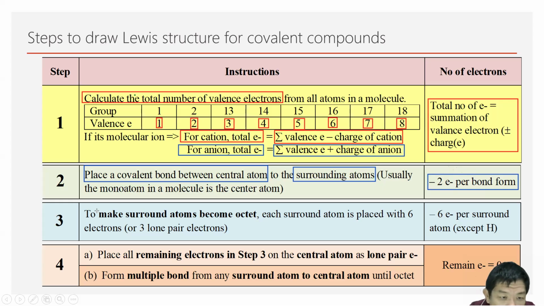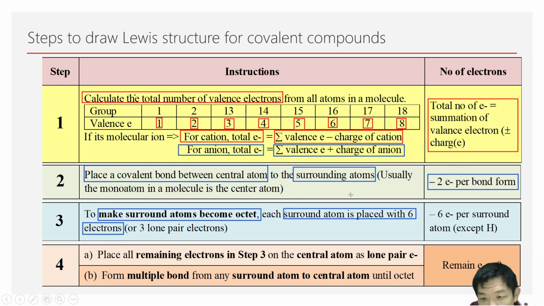Okay, then number 3, you make the surrounding atoms achieve an octet, where each surrounding atom is placed with 6 electrons, or 3 lone pairs. Since you place 6 electrons, you subtract 6 electrons from the step 2 count. Except for hydrogen, which needs only 2.